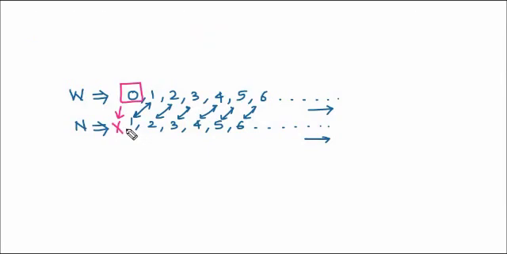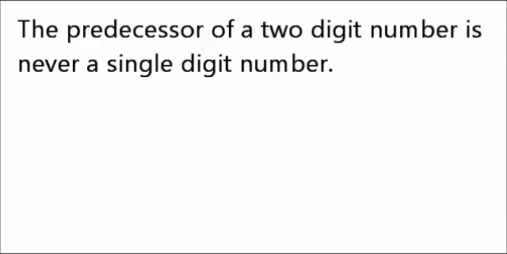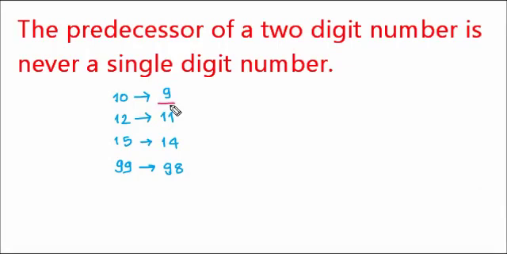The predecessor of a 2-digit number is never a single digit number. What is the smallest 2-digit number? 10. Say 99, which is the biggest. What is the predecessor of 99? It is 98. So it is a 2-digit number. Predecessor of 10 is 9. And 9 is a single digit number, 1-digit number. So the statement that the predecessor of a 2-digit number is never a single digit number is false.